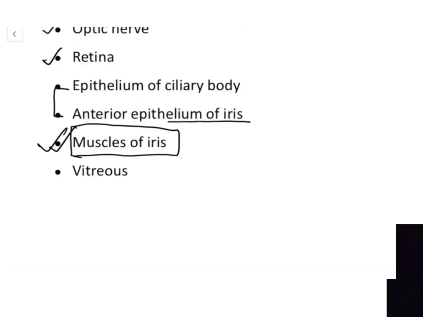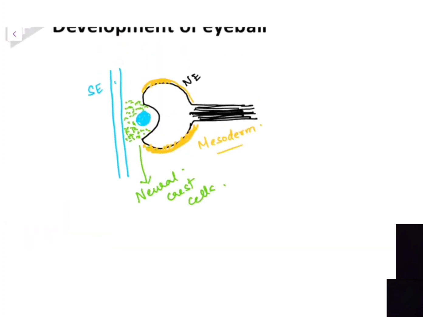Okay, now let's look at the mesoderm. What do you think is the derivative of the mesoderm? Again, let's look at this. This yellow thing that I have shown here is your mesoderm. So you can understand it is the outermost layer. So what is the outermost layer? It's obviously the sclera. So the sclera originates from the mesoderm, and everything outside, that is the extraocular muscles, the orbital soft tissues, they also originate from your mesoderm.